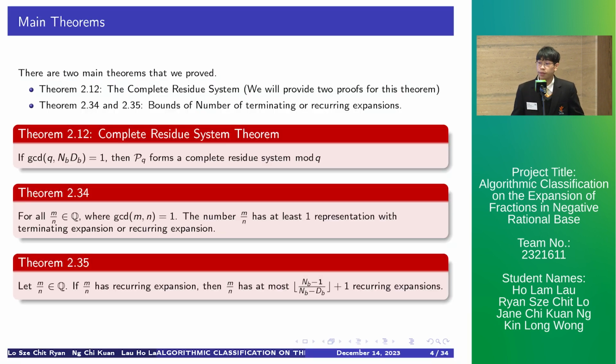We'll list the main theorems here: the complete residual system theorem, and also theorem 2.34 and 35, which give the existence and the upper bound of representations of m/n.